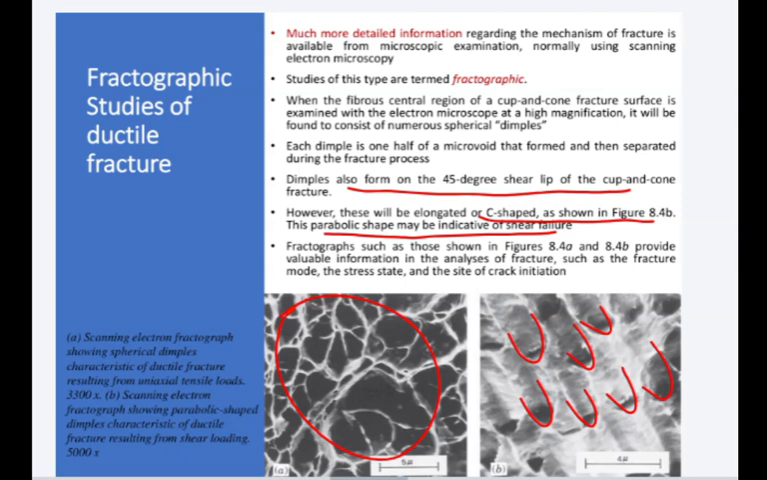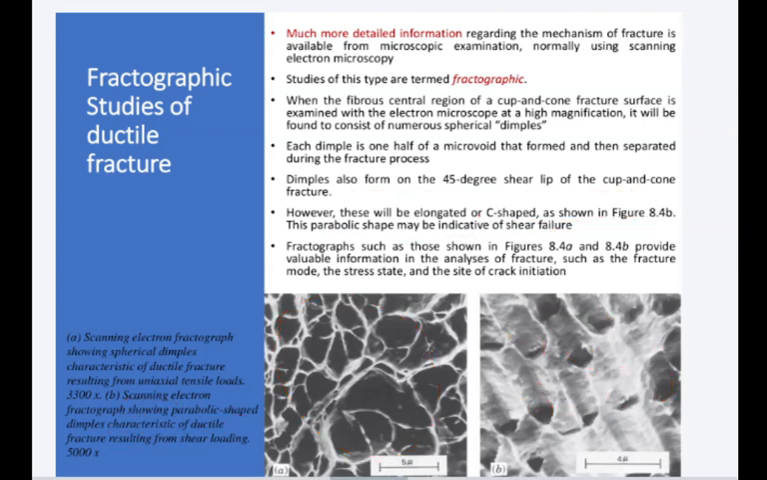Right? So we do the fractographic studies to verify and to see some more information. You see figure B, the scanning electron microscope showing parabolic shape dimples characteristic of ductile fracture resulting from the shear load. So why do we do it? Now, this is very important, right? Why do we do the fractographic study? Sometimes you are working in an industry, and let's say some shaft failed, it fractured. But you are not sitting there looking at the shaft to see how it failed. Is it ductile or brittle? Is it cup and cone?